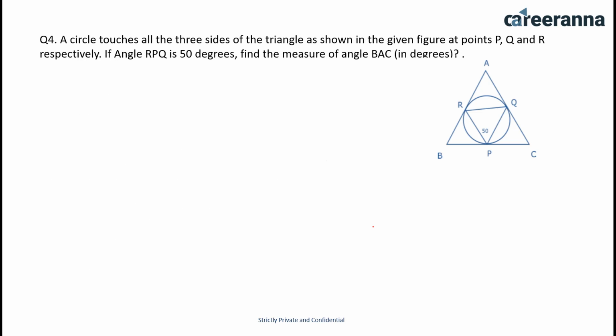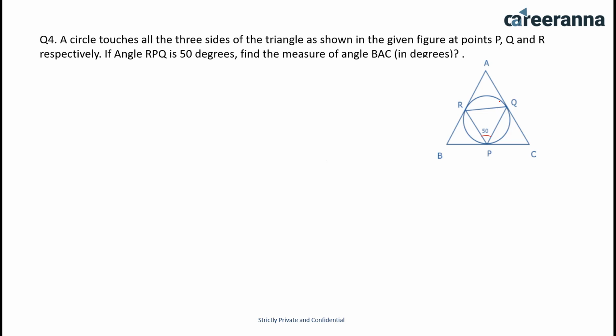Moving on to the next question. A circle touches all the three sides of the triangle as shown in the given figure at points P, Q and R respectively. If angle RPQ is 50 degree, find the measure of the angle BAC in degrees. So this angle is given to me, angle RPQ, which is 50 degree.